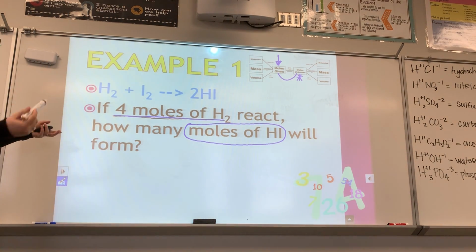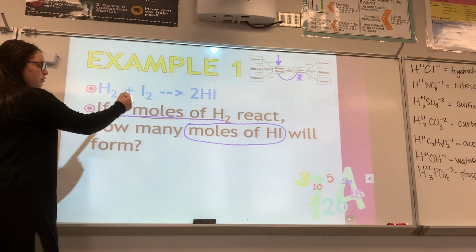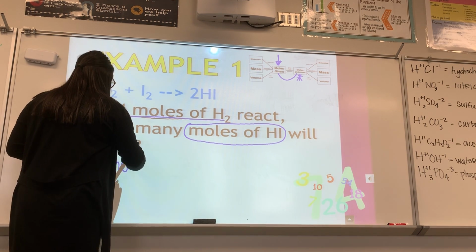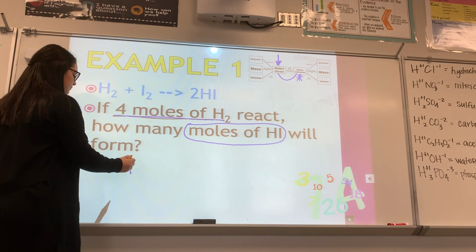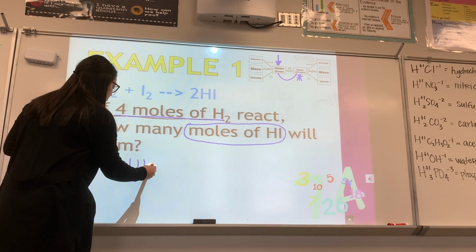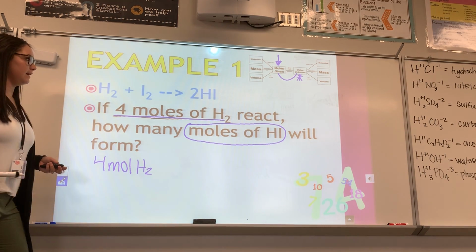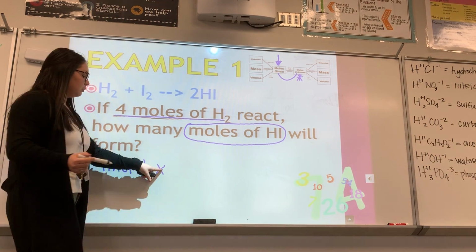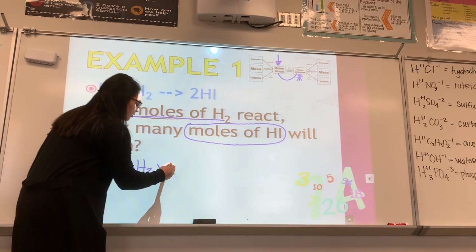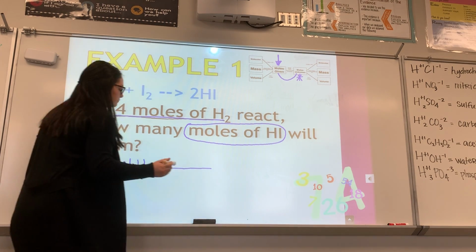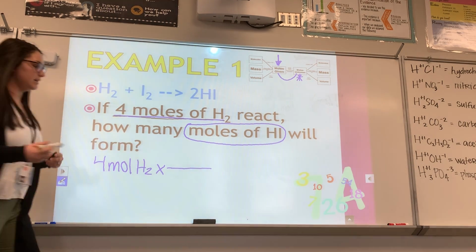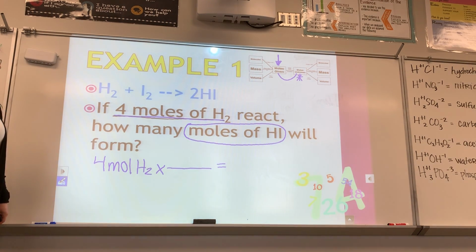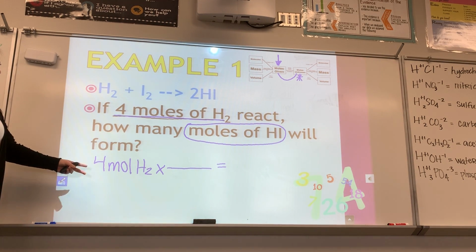So then I'm ready to tackle the problem. I start with writing what I know. I have 4 moles of H2. This is a one-step problem, so just like in our factor label method, we put our X and I draw one line. It's a one-step problem, so that's all I need to do. I'm going to draw my equal sign. Now I fill in what I need.